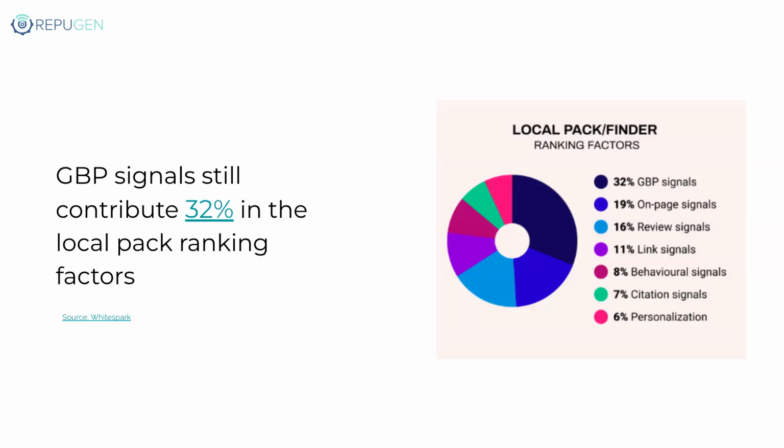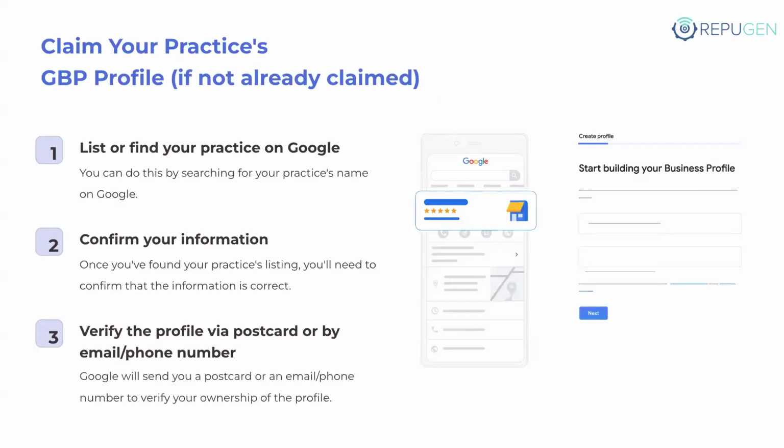This significantly increases the chances of potential patients finding your practice online. So now that we've seen the power of an optimized Google Business Profile, the next step is to claim your practice's profile. If you haven't done so already, claiming your profile is quick and easy. It's just a three-step process.